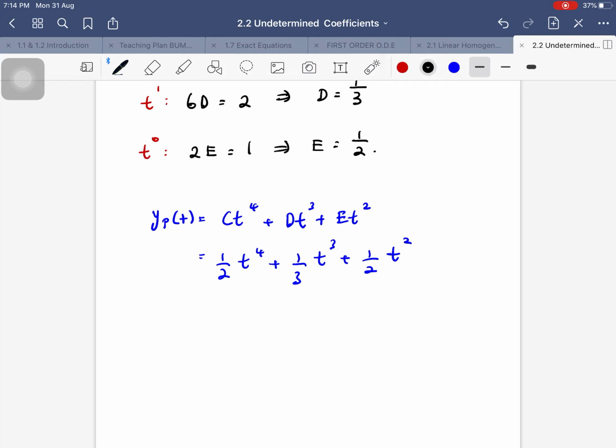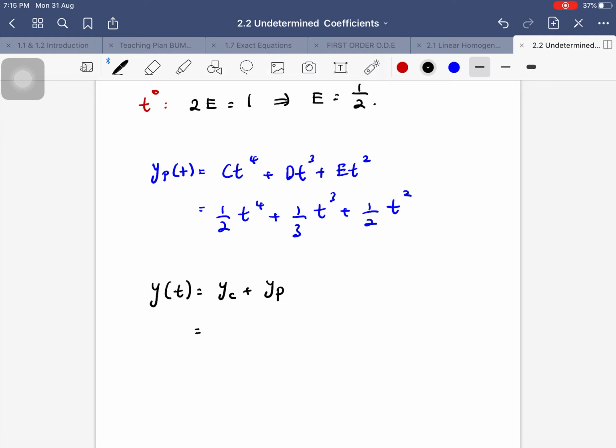And of course, the last step is we're going to write the general solution. All you have to do is combine yc plus yp. For this case, my yc plus yp is going to be given by a plus bt plus a half of t to the 4 plus a third t cubed plus a half of t squared. So that would be the outcome. And of course, for this case, there are no initial conditions given, so we only stop at the general solution. So that is it for this particular example.